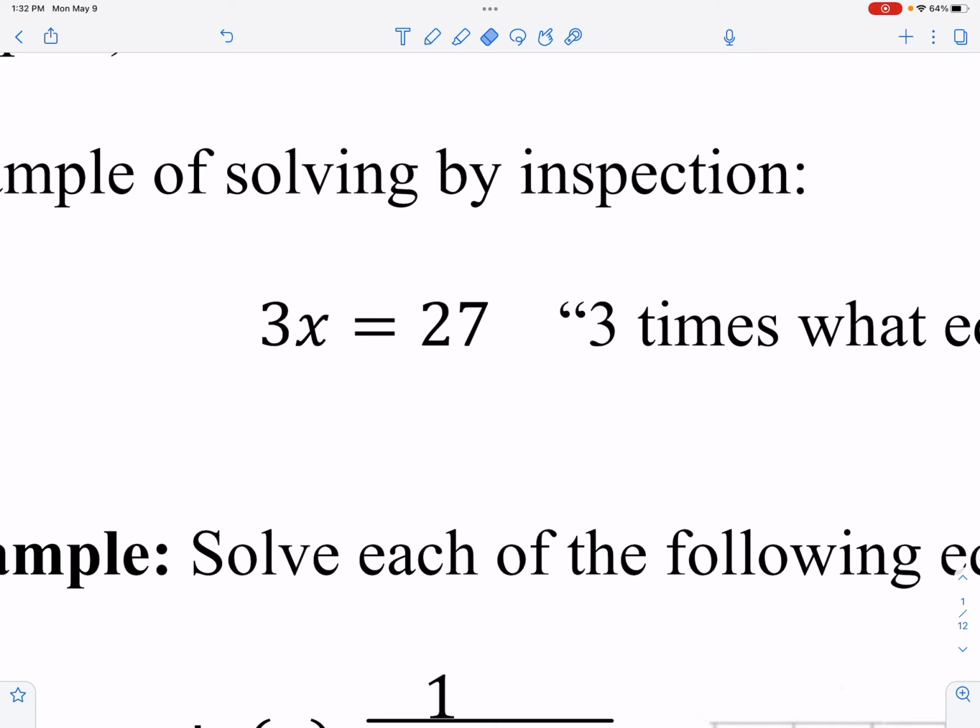If you were thinking, oh, if I divide by 3 on each side of the equation, well, that's not solving by inspection. That's actually thinking about applying a property of equality. So when you're solving by inspection, you're just looking at the equation and thinking about what value or values would make it a true statement.